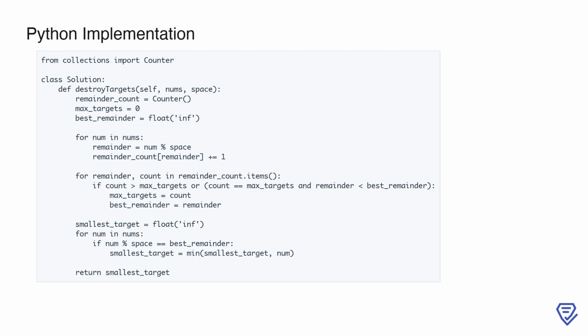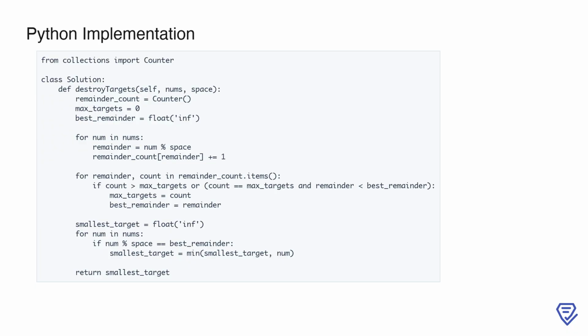Step-by-step explanation. 1. Initialization. We use a Counter from the collections module to store the frequency of each remainder when elements in nums are divided by space. Variables max_targets and best_remainder are initialized to track the highest frequency of remainders and the corresponding remainder with the smallest value.